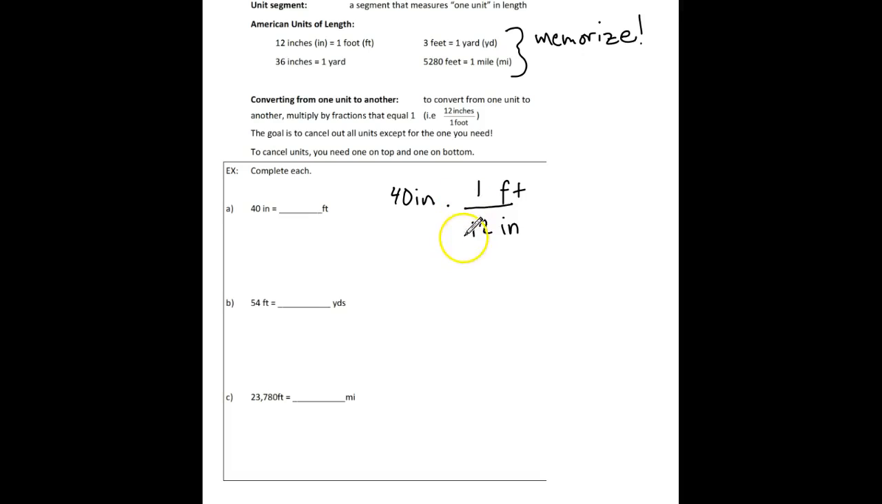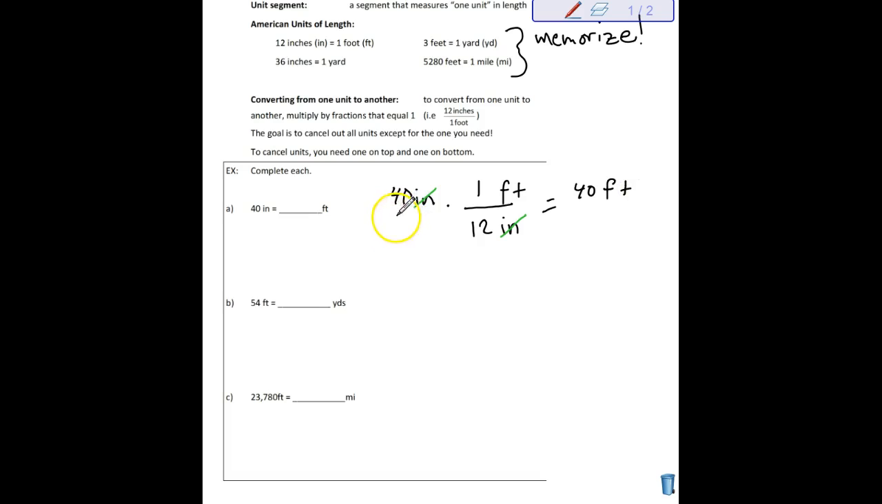So this is our conversion fraction here. It's equal to 1 because 1 foot is the same as 12 inches. Now I have my inches both in my numerator and in my denominator, so I'm going to go ahead and cancel that. So cancel my inches here and my inches here, and what I'm left with is just feet, which is what we want. So now I have 40 times 1, which is 40. And of course my unit in this case is feet.